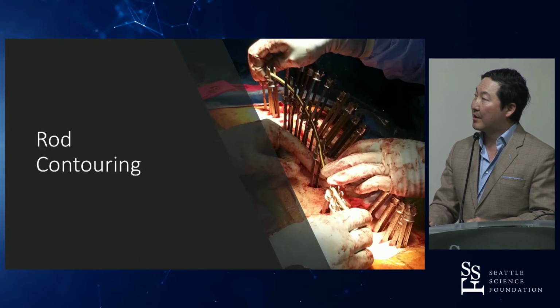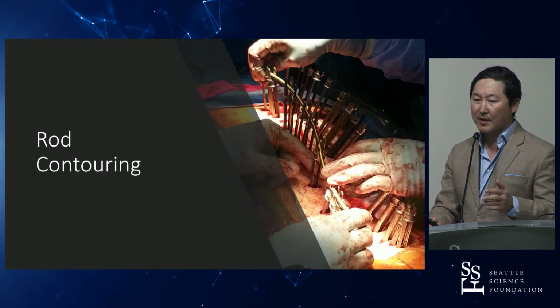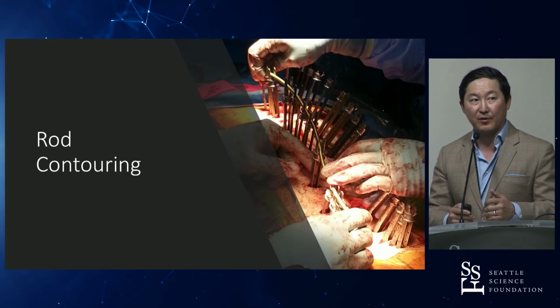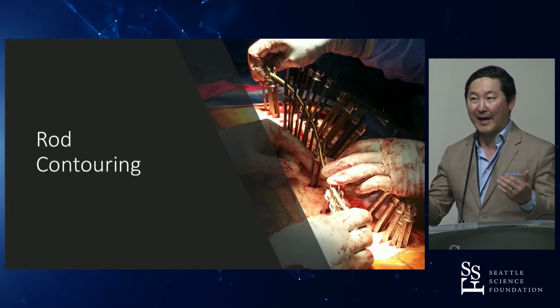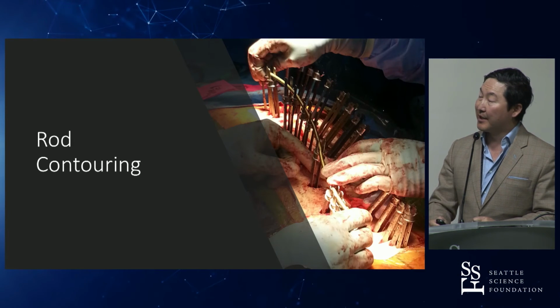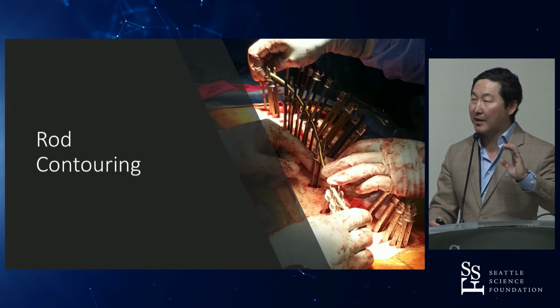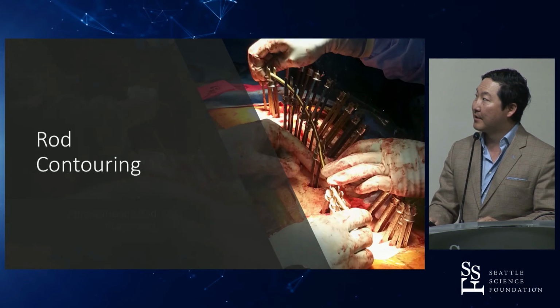And the rod contouring is pretty similar to how you'd do it in an open procedure. The major difference is that you're contouring the rod to best fit what's underneath, but also you want the rod to be in the shape of the patient's anatomy after your reduction. And so now there's instrumentation that allows you to best match the shape and the 3D orientation of the screw heads, even though it's underneath the skin.